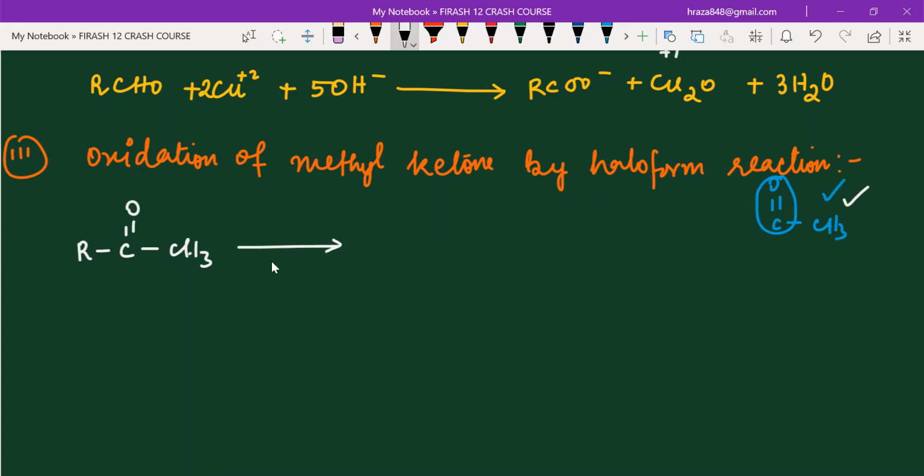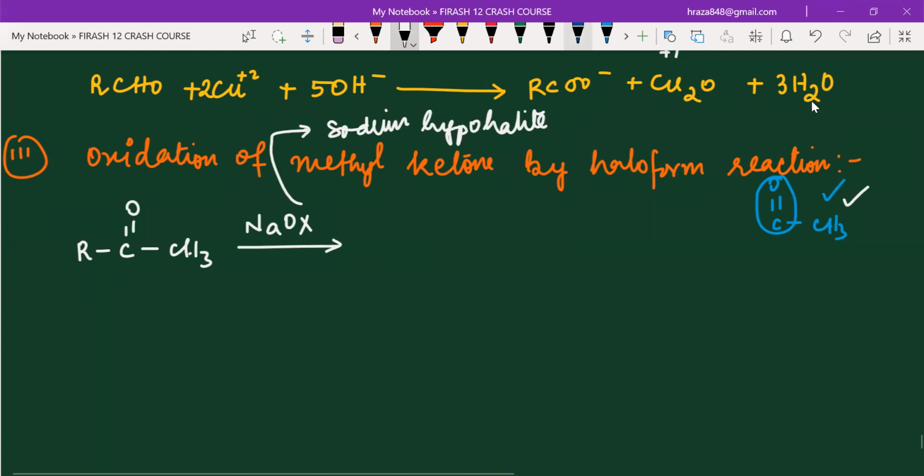First you react this with sodium hypohalite. This is known as sodium hypohalite. What will happen? The CH3 part will be replaced by ONa, so it will be converted into RCOONa, and haloform CHX3 will form. This reaction is only for chlorine, bromine, and iodine, not for fluorine. Are you getting my point?